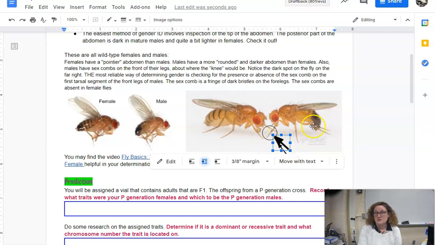The females don't have those sex combs. But you can also look at the abdomens. We're not doing any that are black body versus yellow body, so that shouldn't be a problem. Sometimes we run into problems with that.